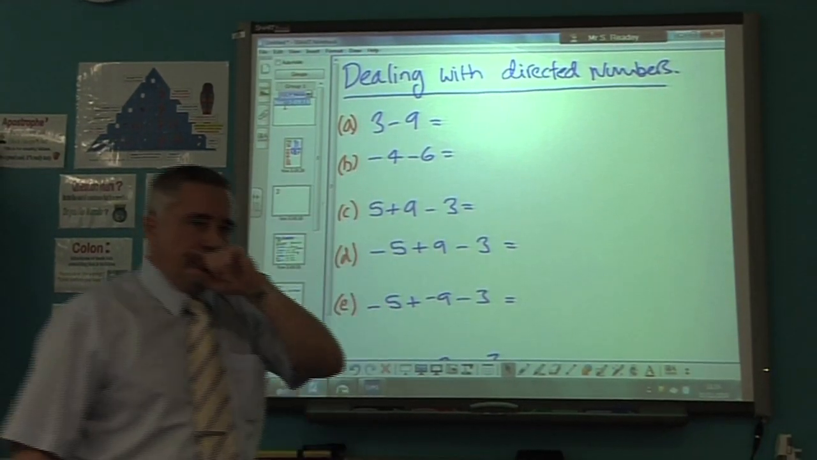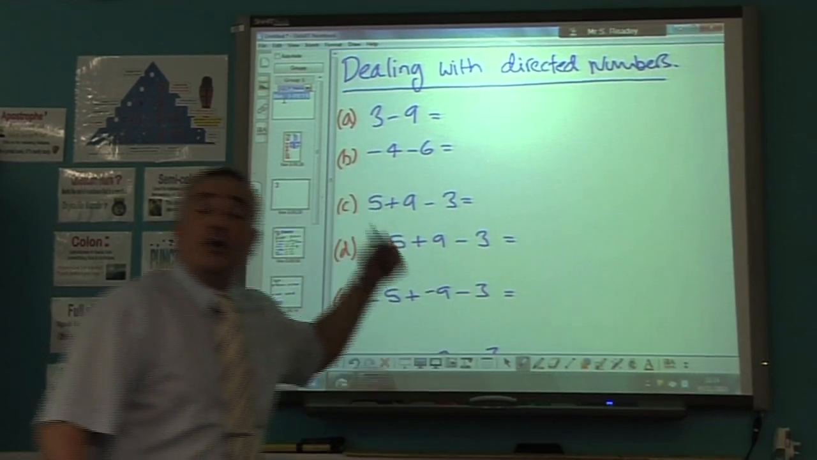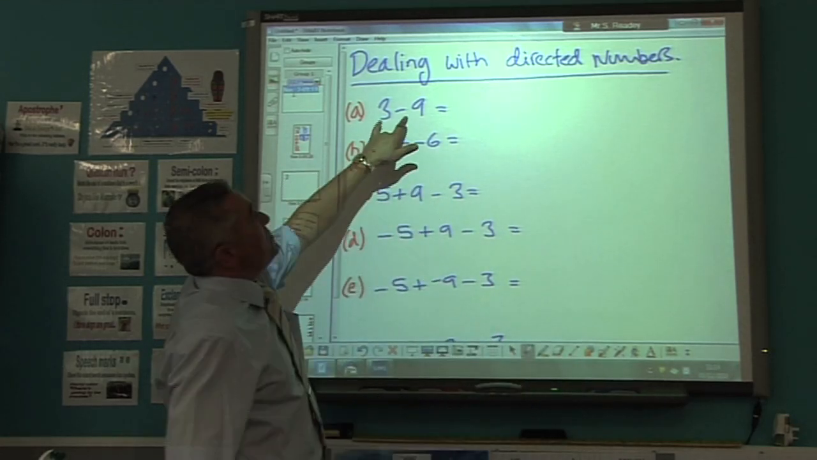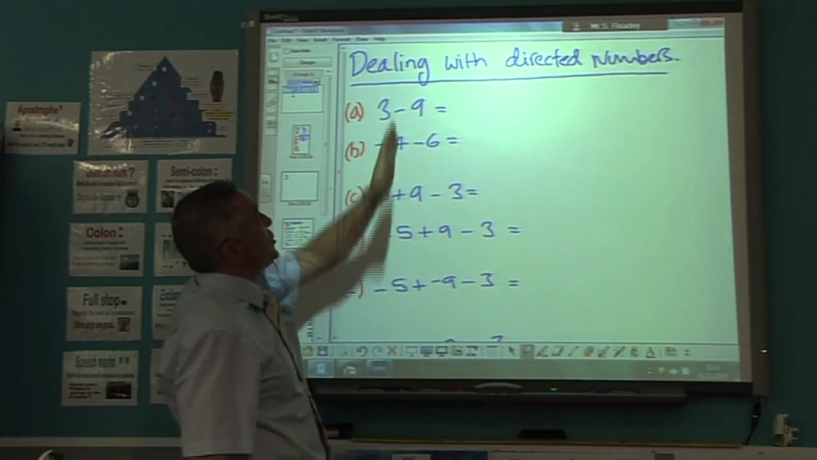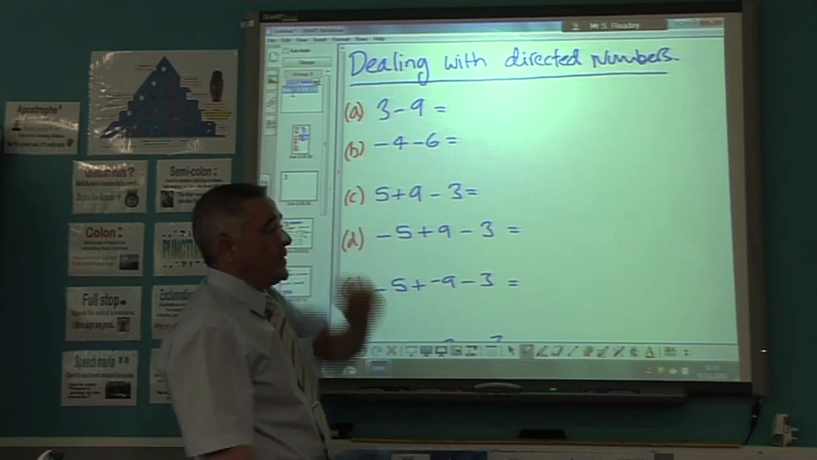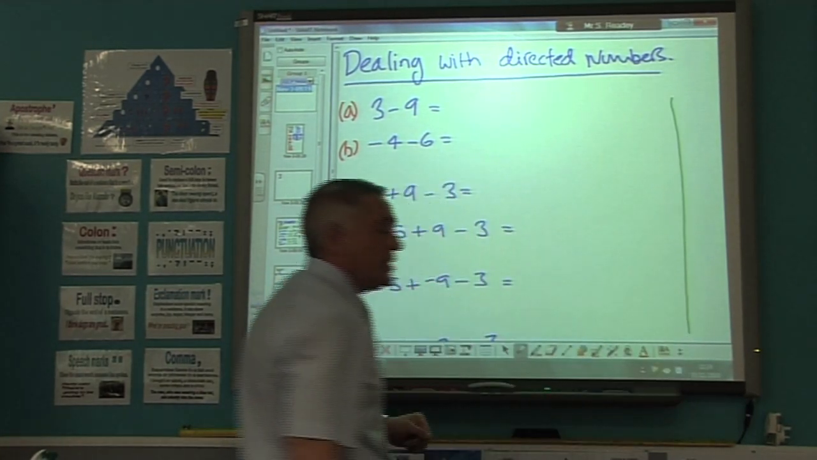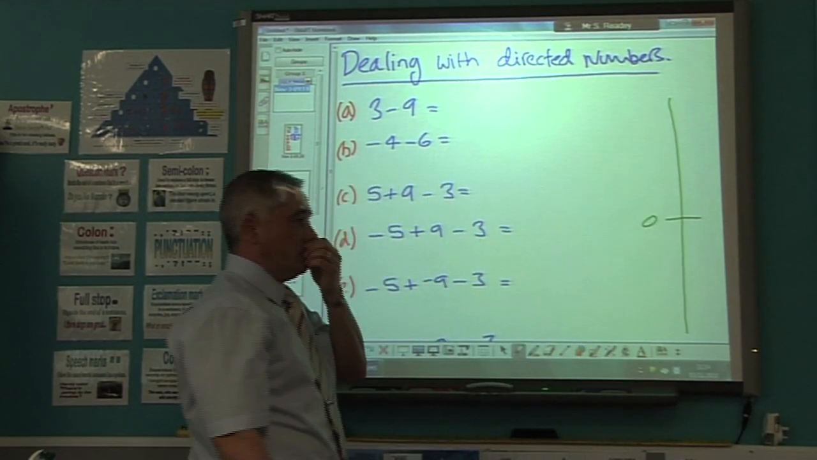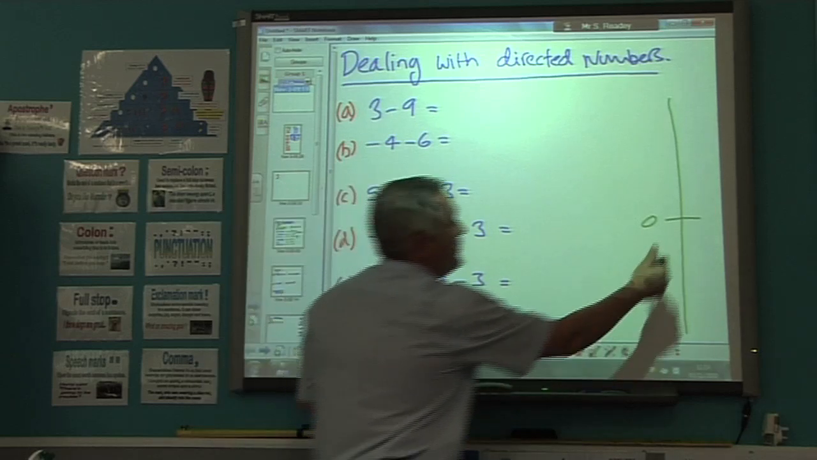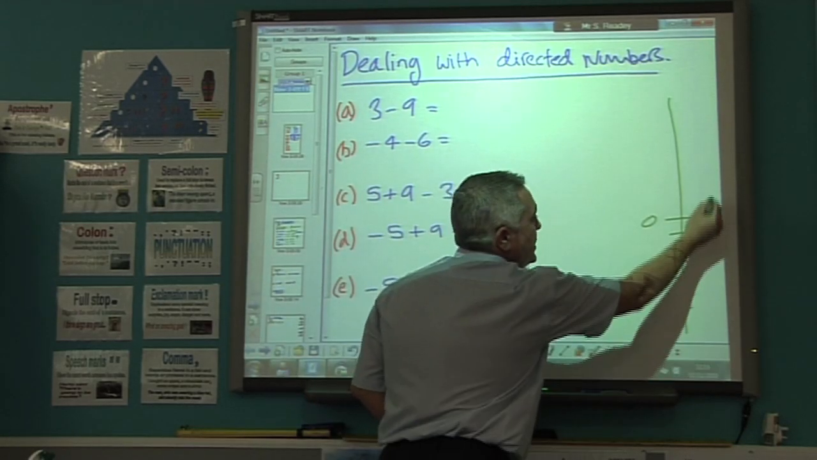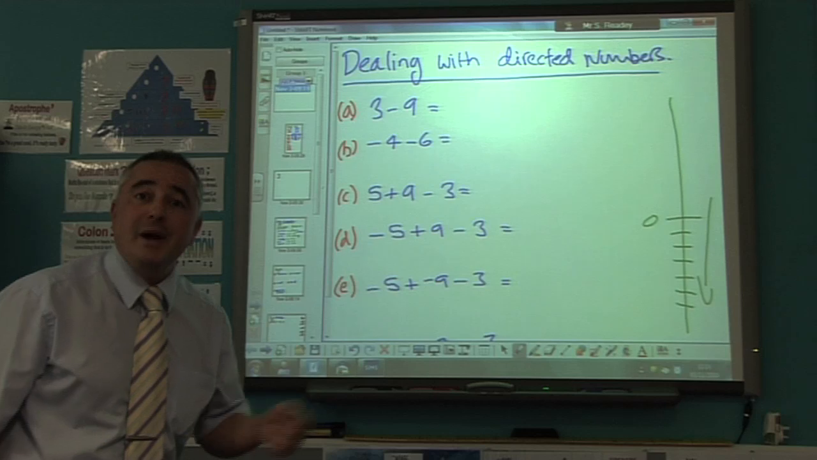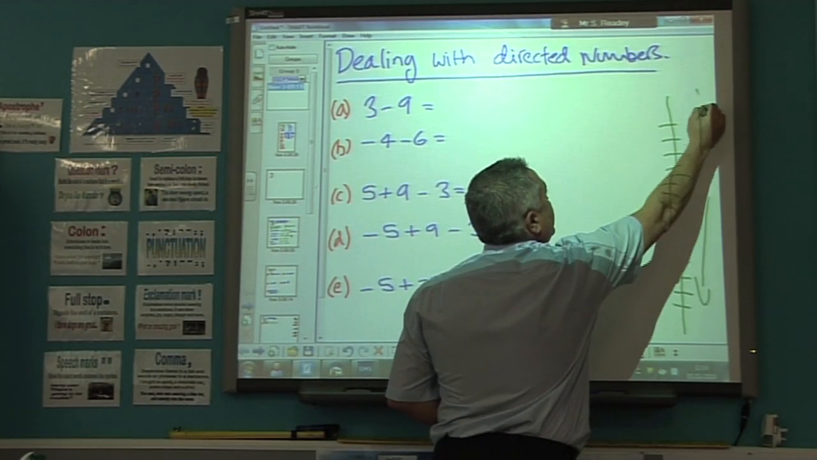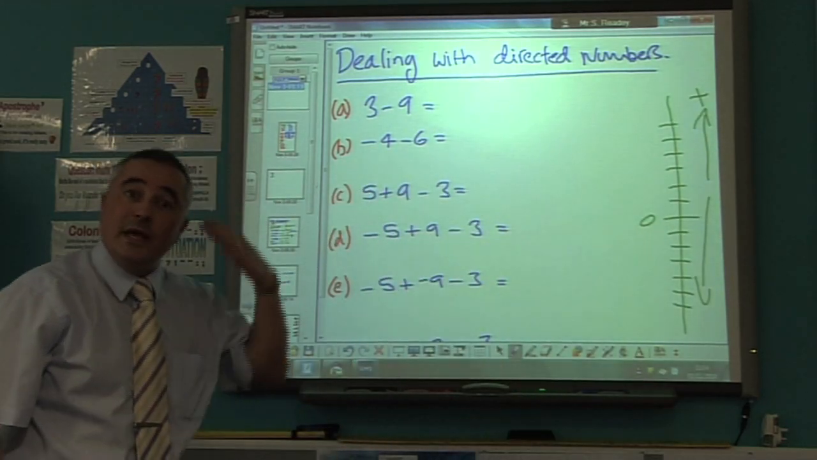3 take away 9. Now, what you need to understand is, on all of these that we're going to look at, that's quite a simple one, 3 take away 9. But we've got a small number to take away a larger number. Draw yourself a number line, if it causes you any problems. 0. And think about it as temperature. If I'm going down that way, it's going to be minus. That's going to be positive. Or we can call it hot and cold. Again, bringing in the context.